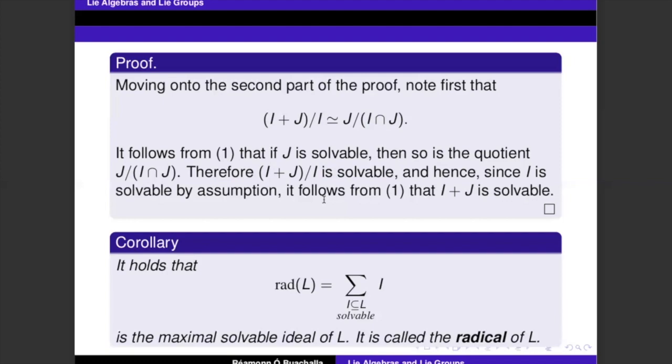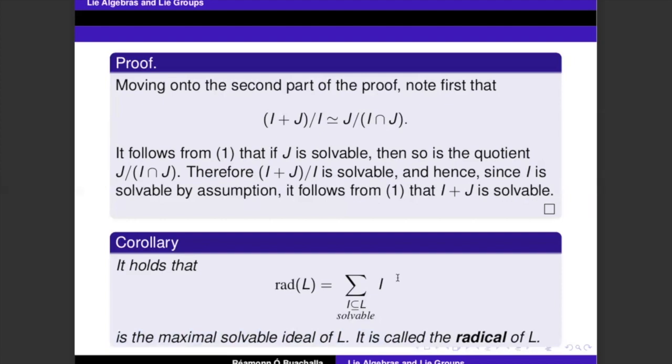An extremely important example of this is given in the next corollary. The radical of L is a definition. We take all ideals in L which are solvable, all ideals I and J which are solvable, and we take the sum. Then this has to be solvable by the previous lemma, because if we take two solvable ideals, that gives us a new ideal. Then we add the next and the next and so on, and we end up with something that's solvable, the maximal solvable ideal of L.